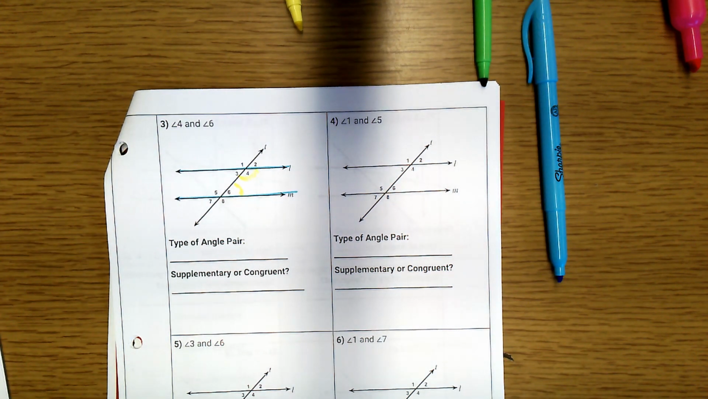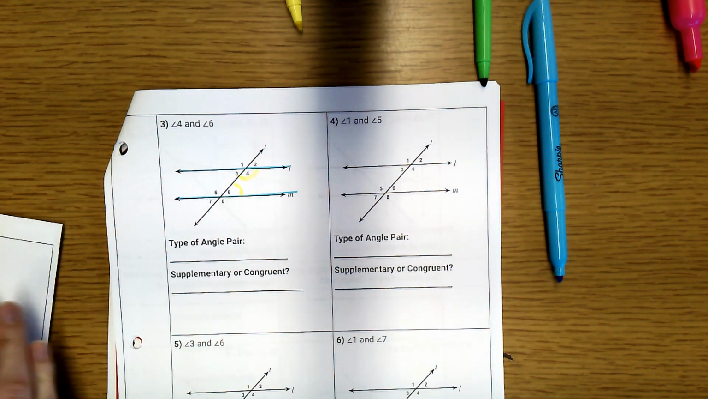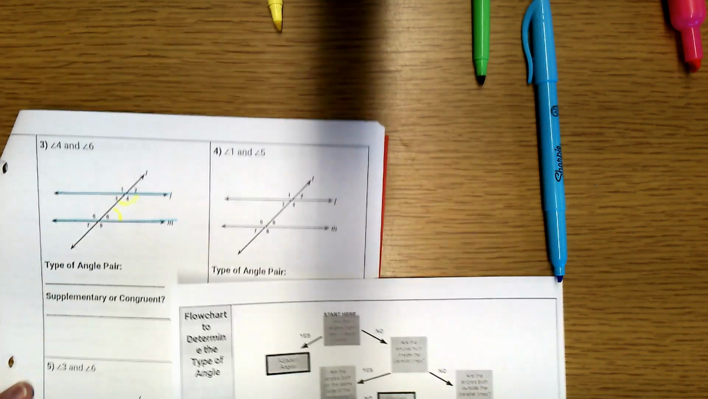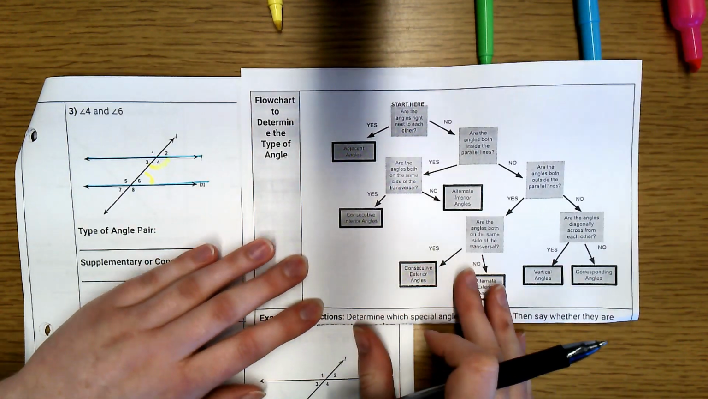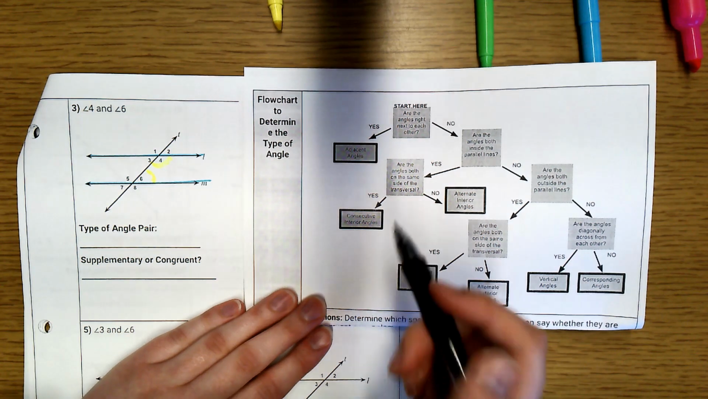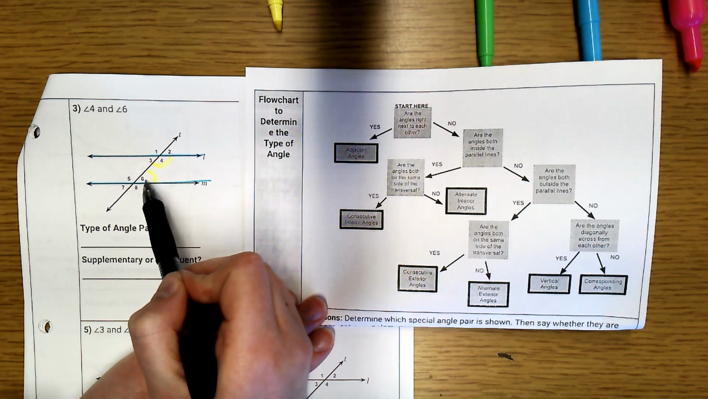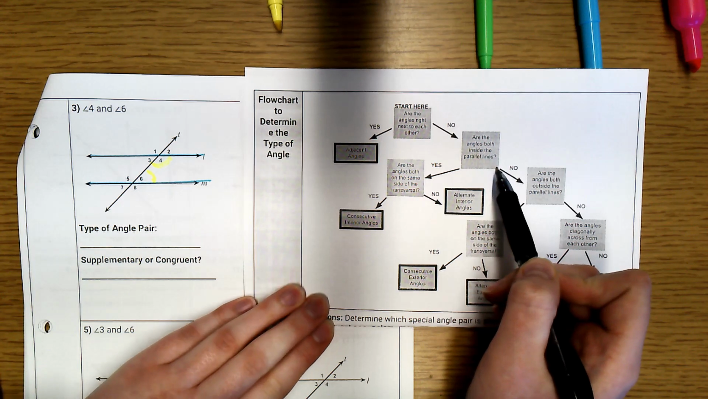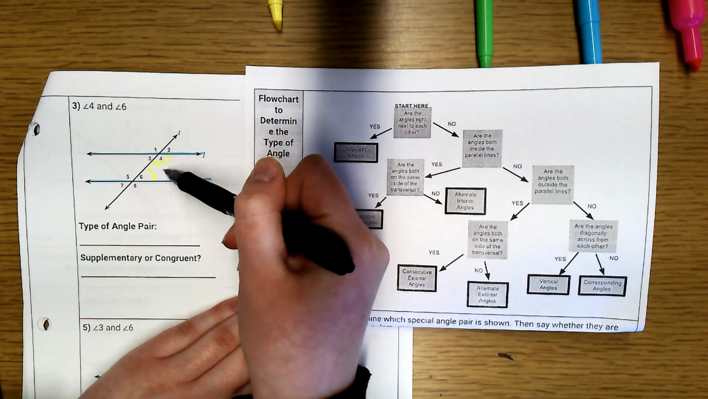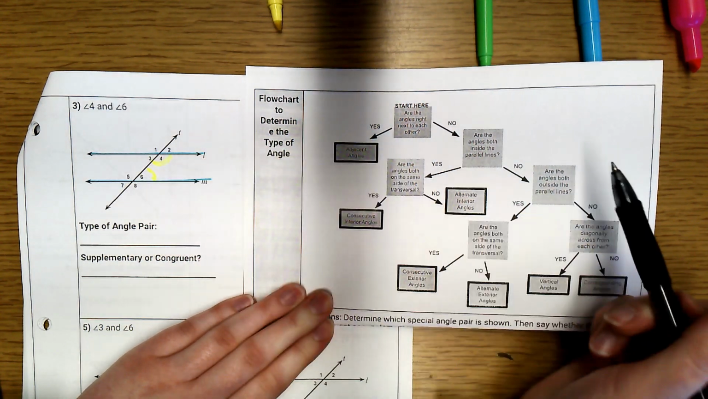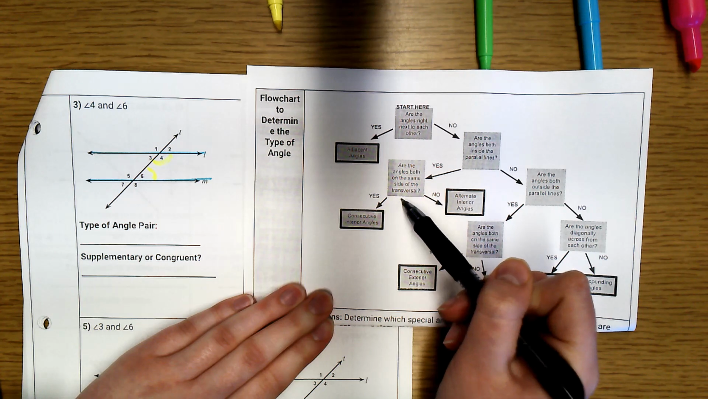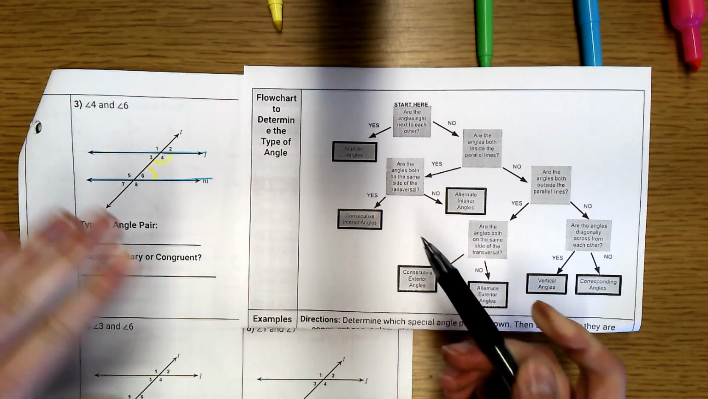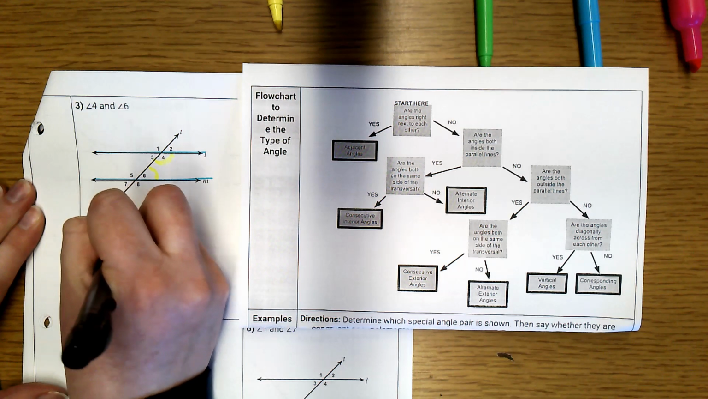Okay. Bring this guy back up so I can see my flow chart. Right here. So it says, are they both right next to each other? No. 4 is next to 3 and 2. That's not 6. They're not right next to each other. Are they both inside the parallel lines? Yes, they are both inside. So I say yes. Are they on the same side of the transversal? 4 and 6 are both on the right side, so that's a yes. So these are consecutive.